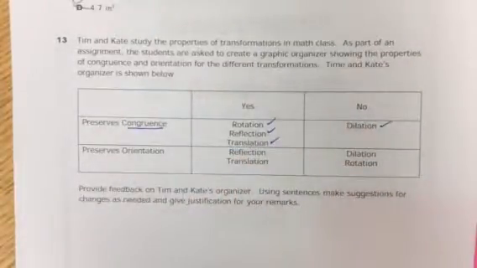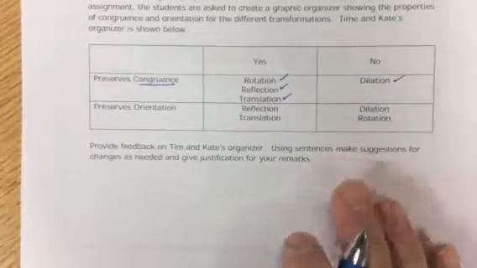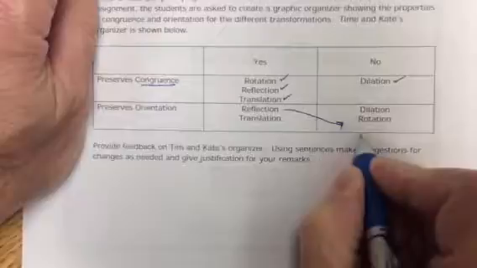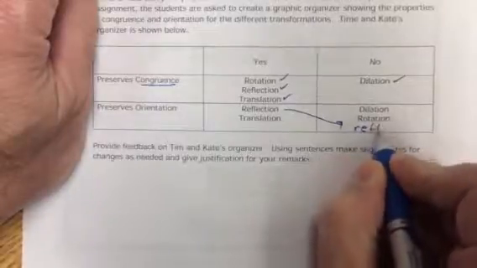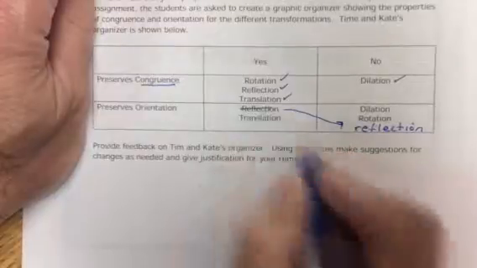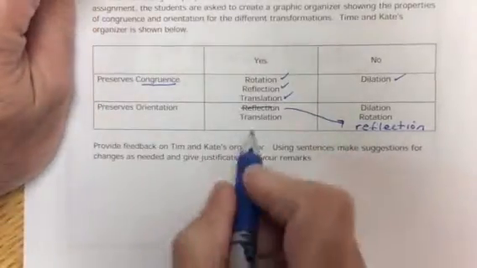So let's talk about orientation, or which direction it's facing. When you reflect it, it's not facing the same direction. When you translate it, it is.